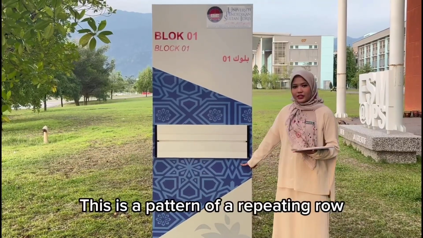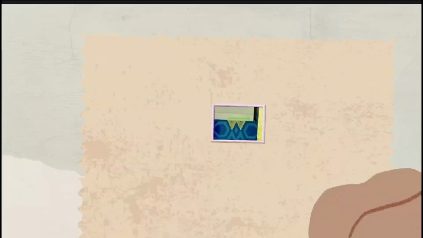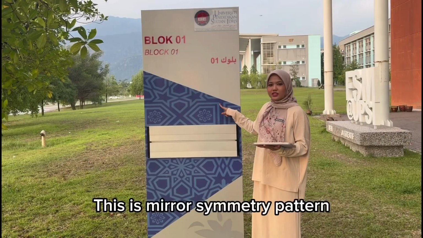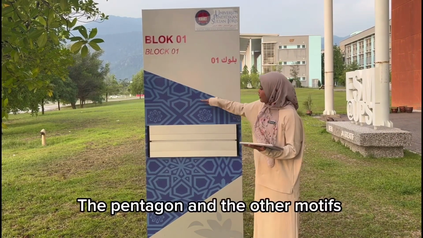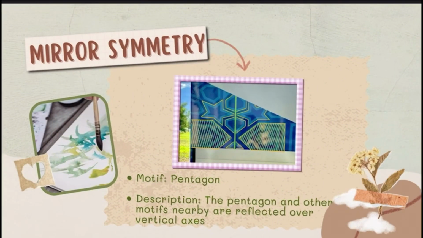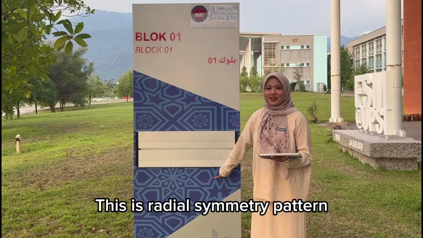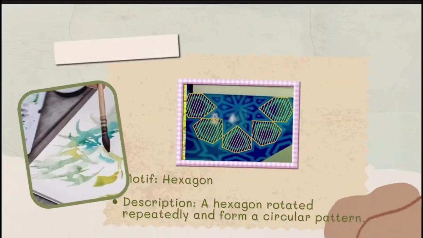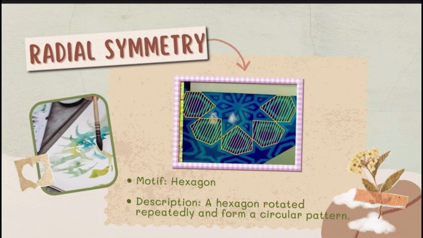This is a pattern of a repeating row. A triangle motifs are repeated in a straight horizontal line. This is mirror symmetry pattern. The pentagon and the other motif nearby are reflected over a vertical axis. This is radial symmetry pattern. A hexagon is rotated repeatedly and forms a circular pattern.